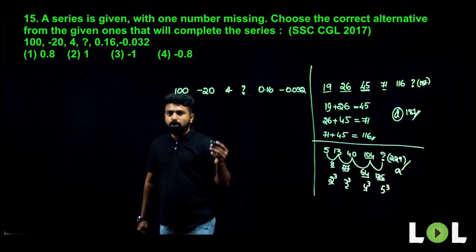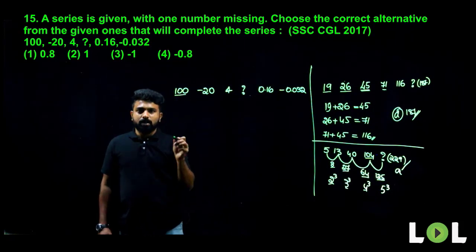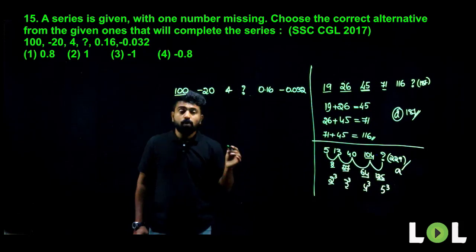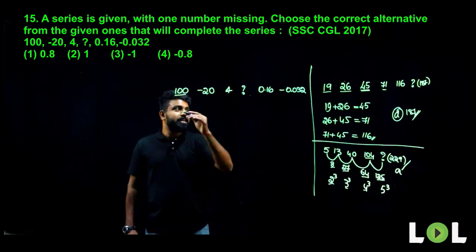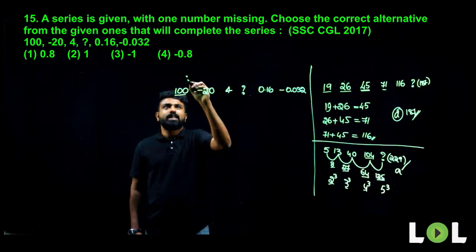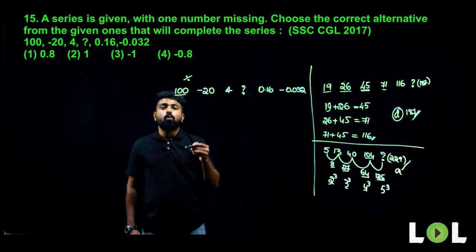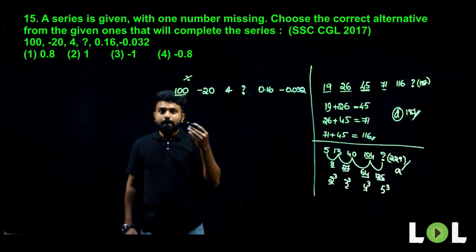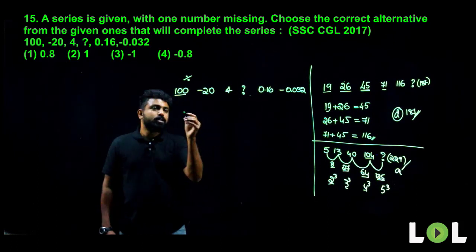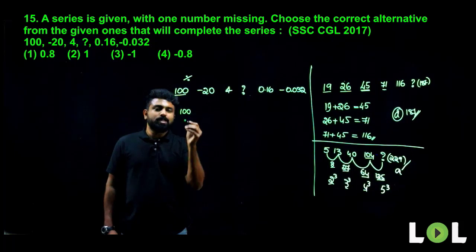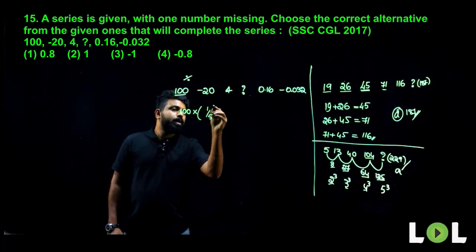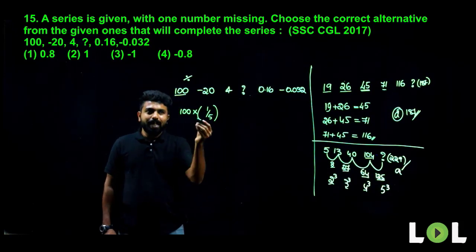How do I approach it? Look at my first term. My first term is 100. My last term is 0.032. There is a decimal and there is a drastic decrement, meaning there is a division involved in the series. Now, what do I need to divide 100 by to get 20? I need to divide 100 by 5. So 100 divided by 5 can also be written as 100 into 1 by 5.